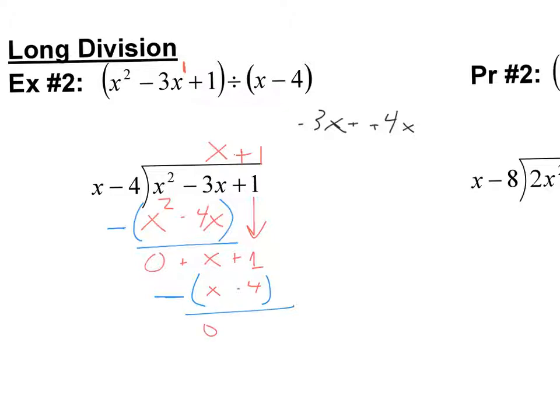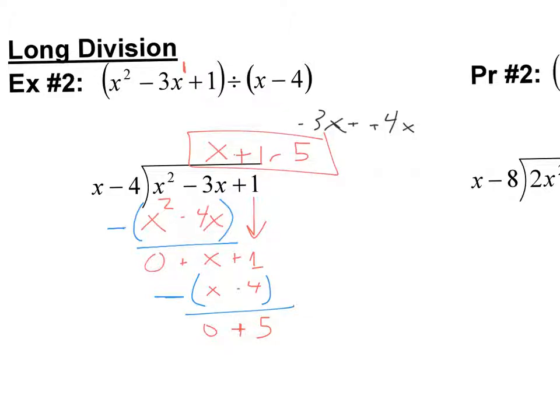But the next part is again where it gets a little tricky. I have a 1 minus a negative. Minus a negative means positive. So this is really like saying 1 and positive 4, which is 5. So I'm going to write plus 5. Now I'm pretty much done. There's no way I can get an x to go into a 5. There are no x's left. So I just go up to the top and write remainder 5.